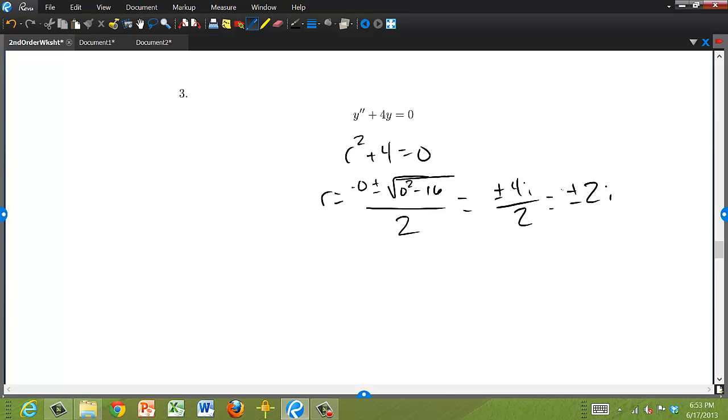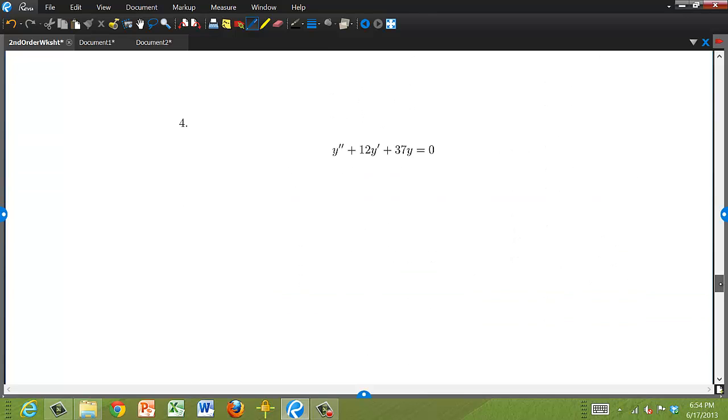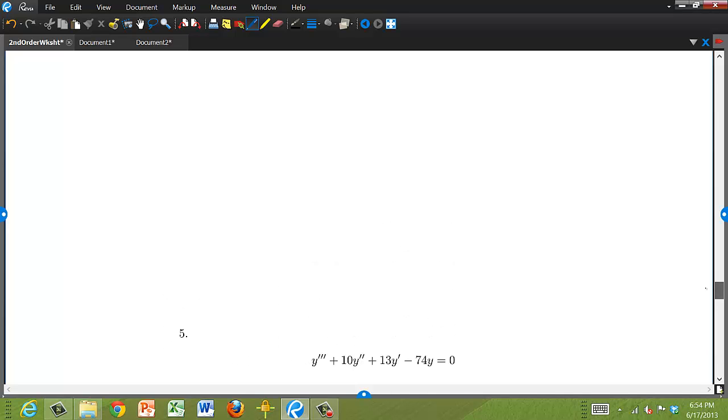So then we have roots. Don't forget that the real part sitting here is 0, so we'd have y of t equals c1 e to the real part, 0t, cosine 2t, plus c2 e to the 0t sine 2t. And we can simplify that to c1 cosine 2t plus c2 sine 2t. Okay, and let's go ahead and try one more complex root case.